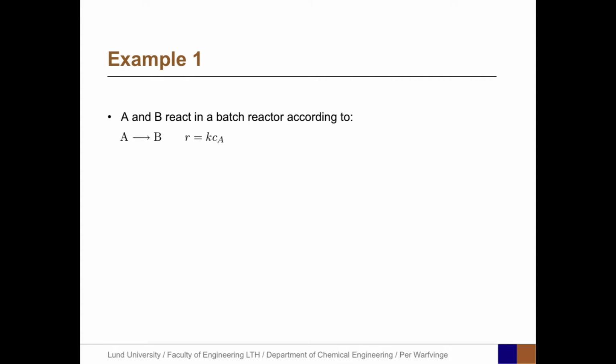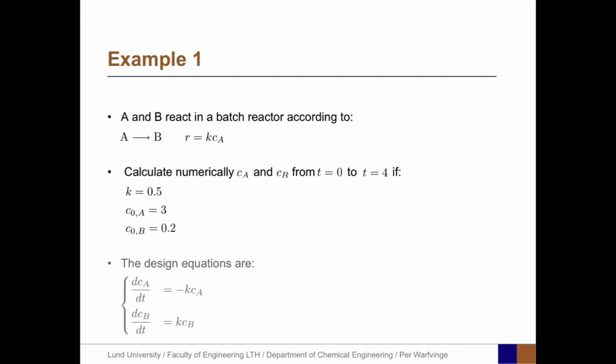Let's do some examples. Let A and B react in a batch reactor according to A yields B, and the reaction rate is R equals k times Ca. Calculate numerically the concentration of A and the concentration of B from time equals 0 to time equals 4, if the rate coefficient is 0.5 and the initial concentrations are 3 and 0.2 respectively.